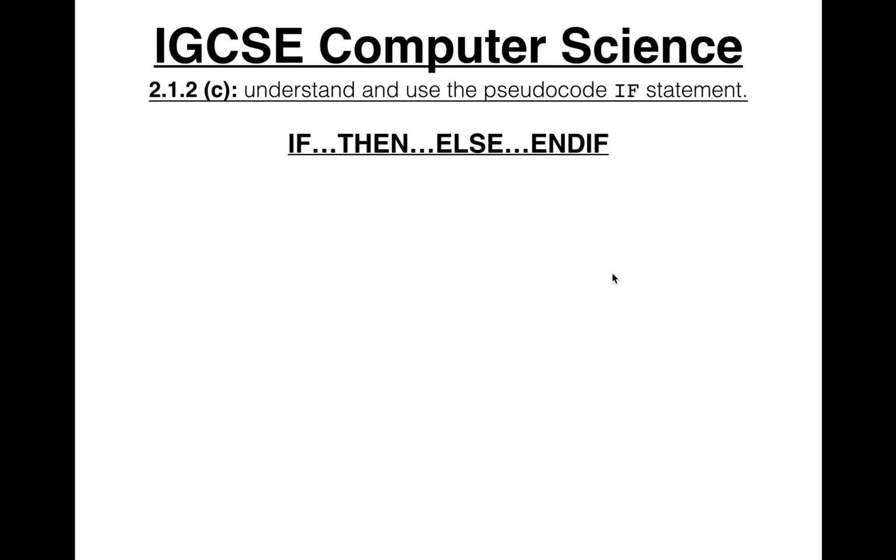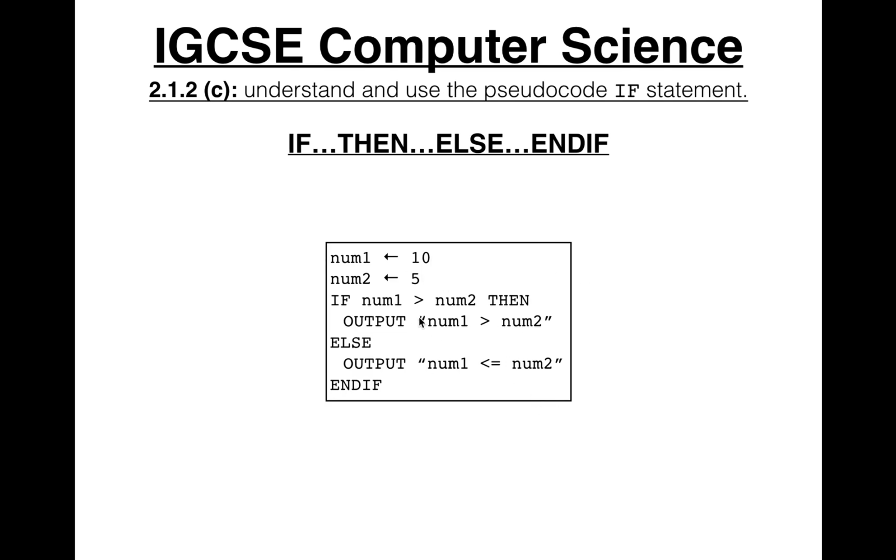In the last video, we looked at comparison and logical operators, so we'll be using those here as well. Here's some pseudocode for the if, then, else, end if statement. Here we have the comparison operator, the greater than. This is true, because num1, which is 10, is higher than num2, which is 5. So when this is true, it executes this line, the output num1 is greater than num2.